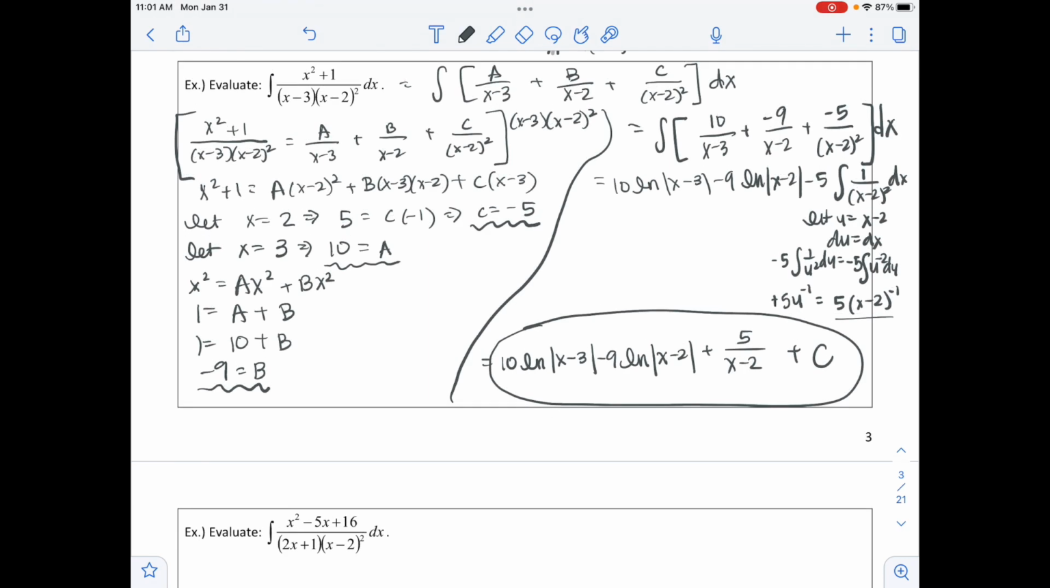The next example I'm going to circle, and we will look at that one together in class, but do note that there is a repeating factor in the denominator also for this example.